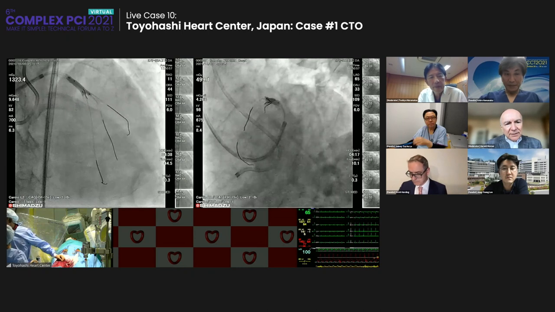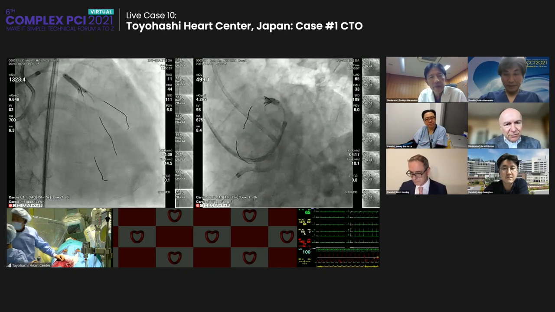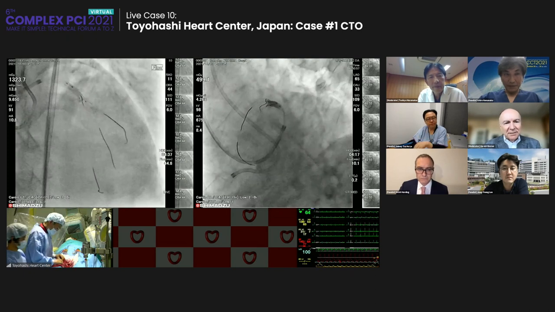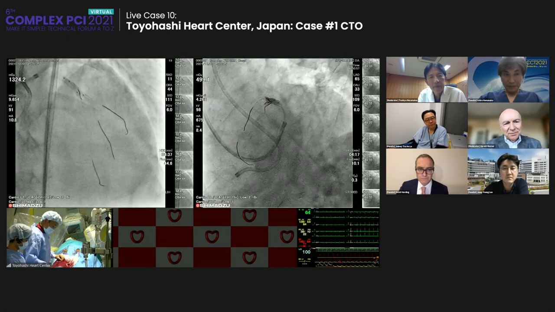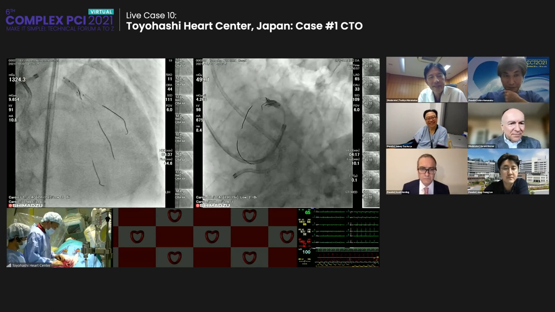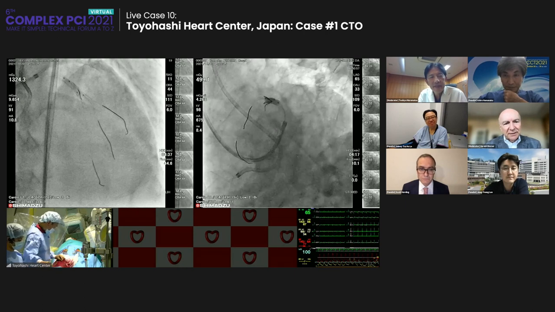Wow. But that looks good so far. Okay. But we are only in bifurcation number two. Number three needs to be dealt with, and especially the left main. Yeah. But that will probably be a one stent approach to the left main, I guess. Yeah, sure.